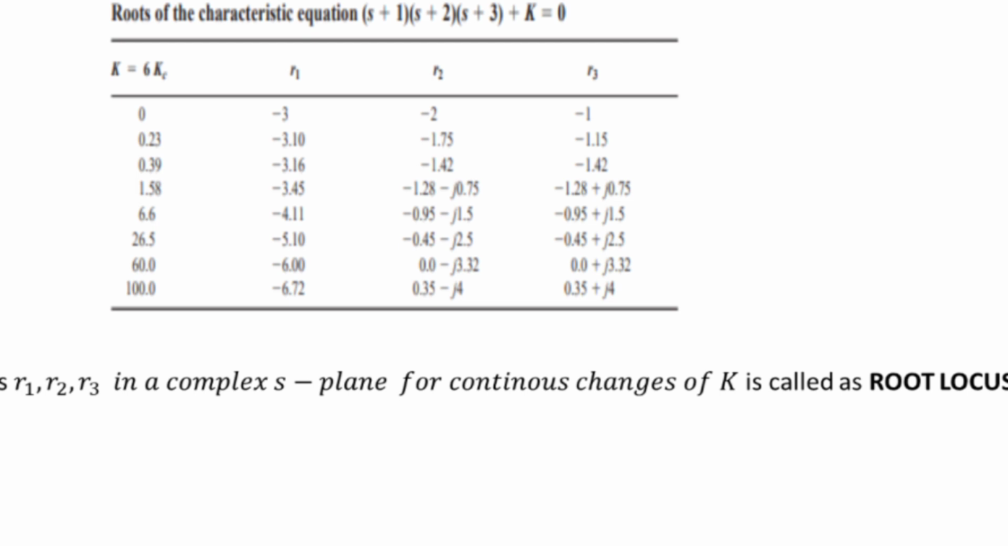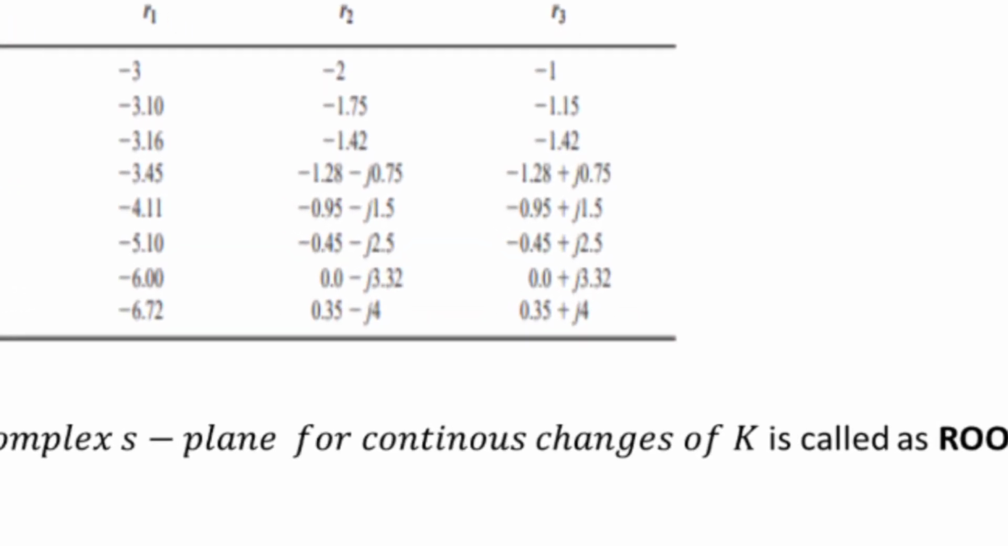Here we have three roots, that is minus 1.28, minus 0.95 and minus 0.45 minus j 2.5, plus j 2.5. So two of the three roots have complex numbers.